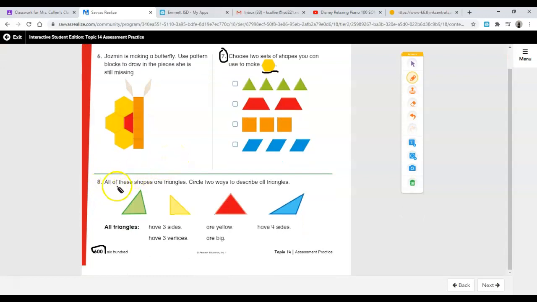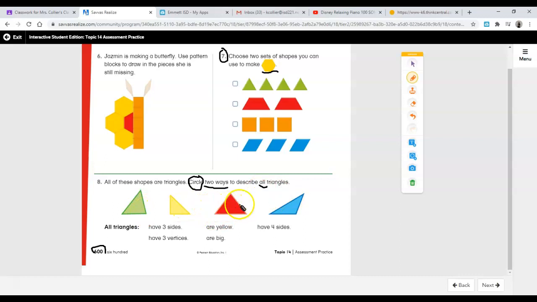Number 8 says all of these shapes are triangles. Circle 2 ways to describe all triangles. So Mrs. Collier is just going to go ahead and underline and circle these very important words. So it wants us to circle our answer choice. It wants us to circle 2 of these answer choices. And it's not to describe just one kind of triangle, but all triangles. So circle 2 ways to describe all triangles.